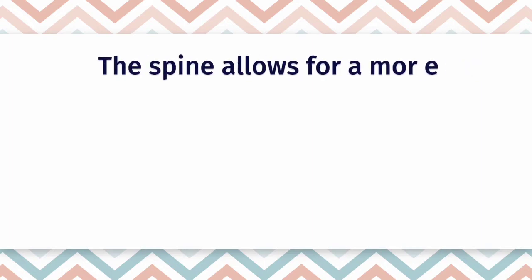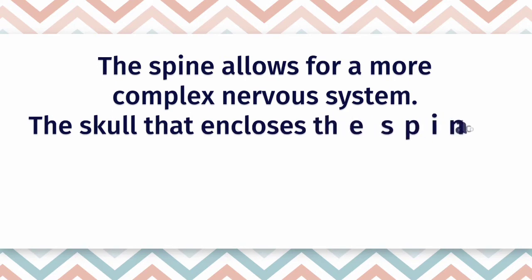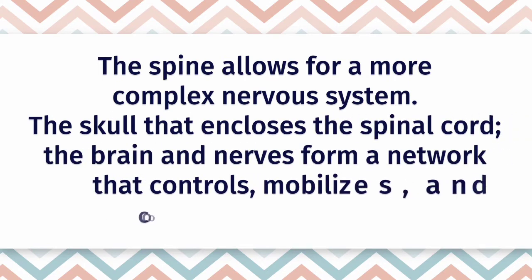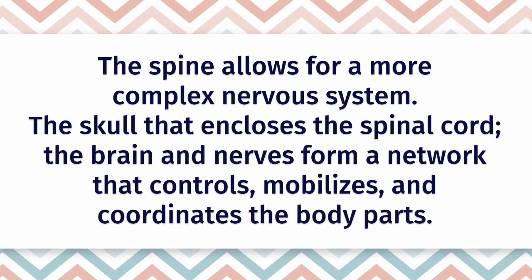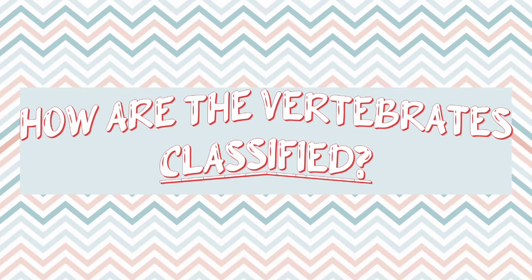So the spine allows for a more complex nervous system. The cells that enclose the spinal cord, the brain, and nerves form a network that controls, mobilizes, and coordinates the body parts. How are the vertebrates classified?